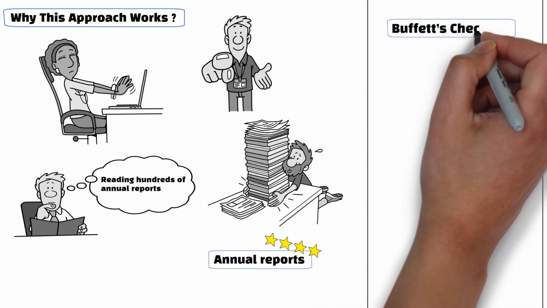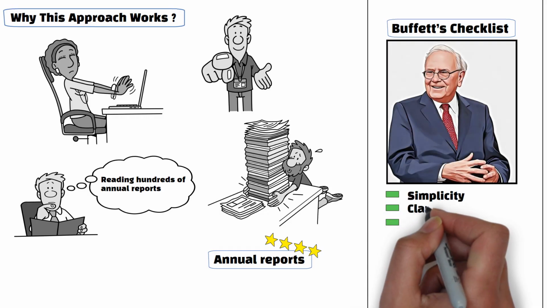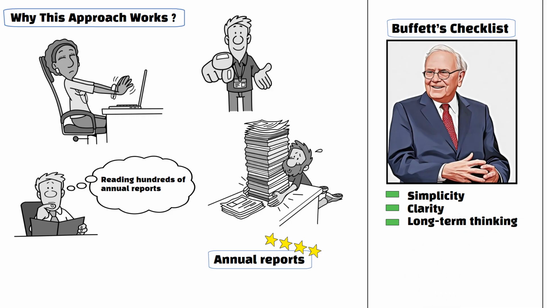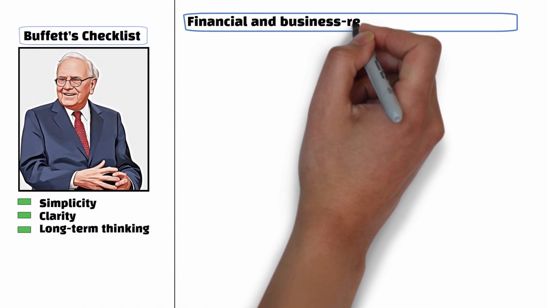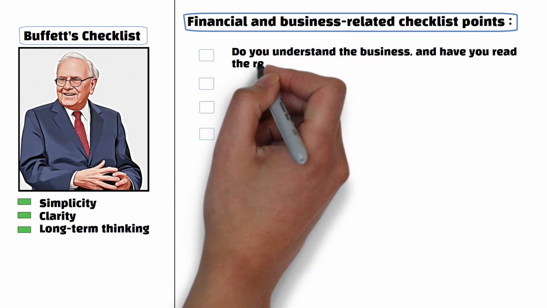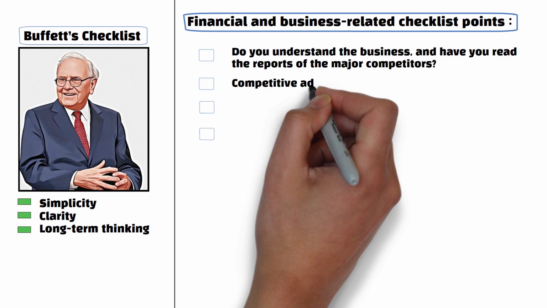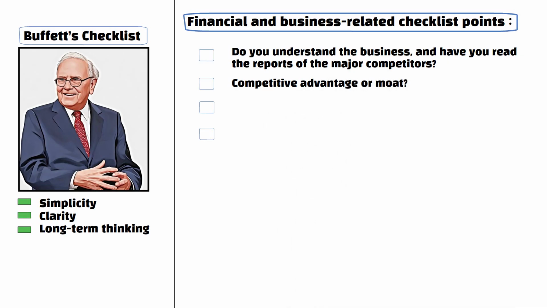Next, let's look at Buffett's checklist. Investors often overcomplicate analysis and miss what truly matters. Buffett's approach is grounded in simplicity, clarity, and long-term thinking. Here are the financial and business-related checklist points from 1 to 8. Firstly, do you understand the business and have you read the reports of the major competitors? Next, we look at if there is a clear competitive advantage or moat.